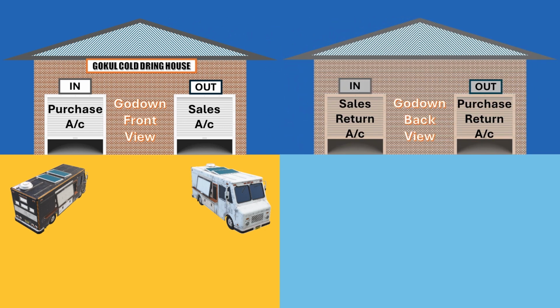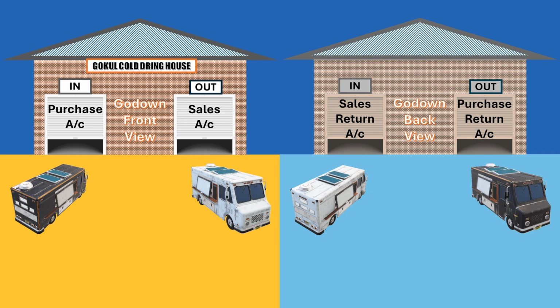On the other side of the godown, there is another set of doors. These represent the sales return account and purchase return account. Goods rejected by our customer enter the godown through the sales return door. When we reject goods of our supplier, they exit the godown through the purchase return door.